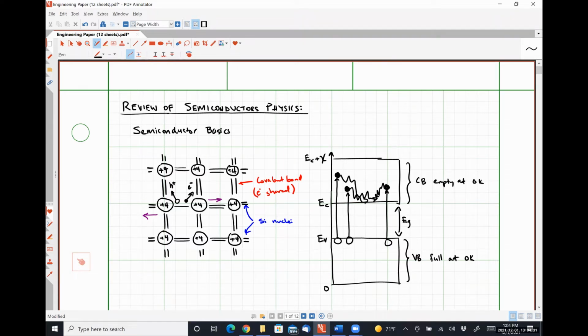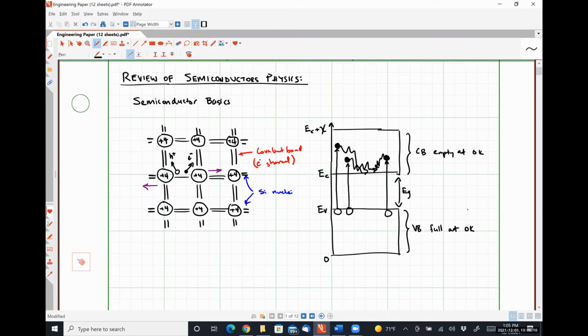So thermal equilibrium is the point in the system at which the rate of new electron hole pairs being generated is exactly canceled out by the rate of recombination. So at thermal equilibrium, there will still be electron hole pairs, but the number isn't increasing or decreasing. It's at an effectively constant value, okay?